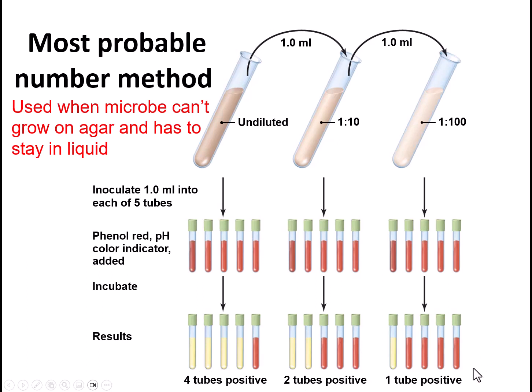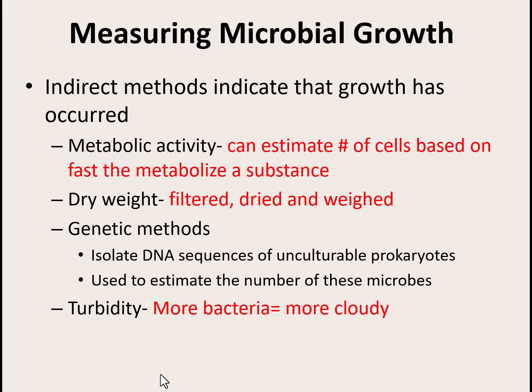Now, some indirect methods indicate that growth has occurred. That doesn't give us a straight up number, but we can see that bacteria have grown. The first is metabolic activity. So the more bacteria cells there are, the faster a substance like a sugar or a protein can get broken down. So we can look at metabolic activity. The more bacteria, the faster something occurs.